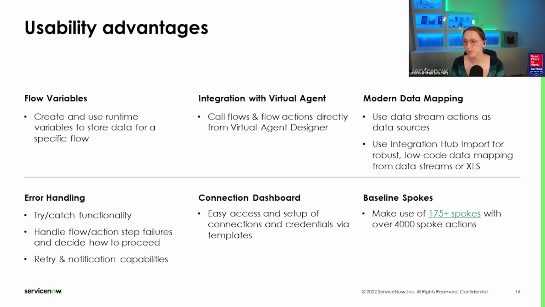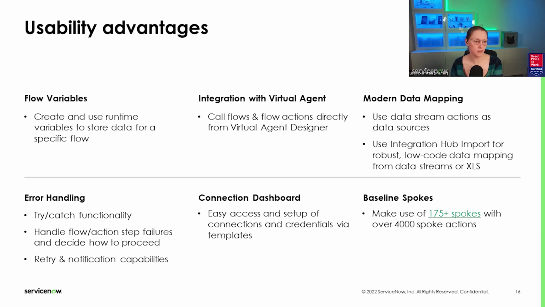And what's also very useful is the Integration Hub import product for robust low code and modern data mapping. So no more need to manually assign values and map them. You can use a modern interface for that now too. It supports data mapping for data streams in the Rome release, and imports from XLS with the San Diego release. So that's a new feature. You can now also import from XLS, which is also integrated into App Engine Studio.